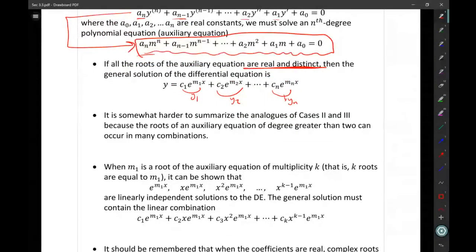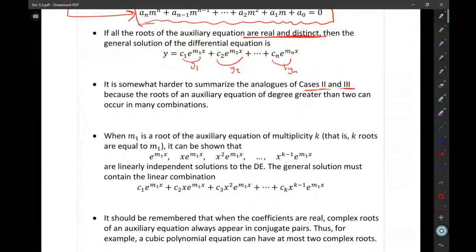It is somewhat harder to summarize the case as case number 2 or 3, because it depends on the order. For example, if you have order 5, you have 3 distinct roots and 2 repeated roots. So it is very hard to summarize all the cases as case number 2 and 3 in the previous examples.